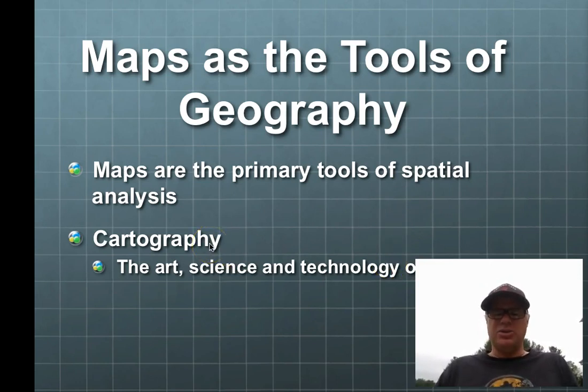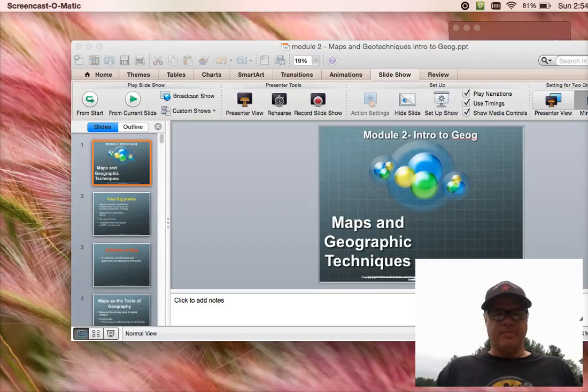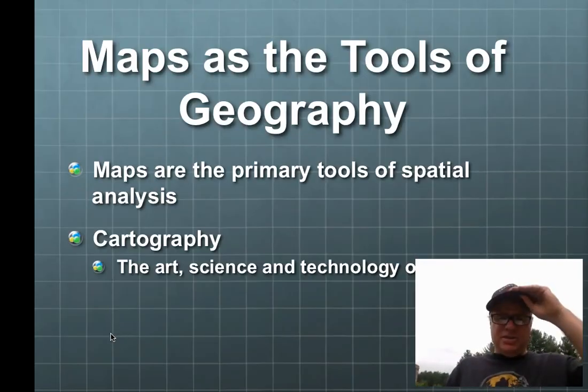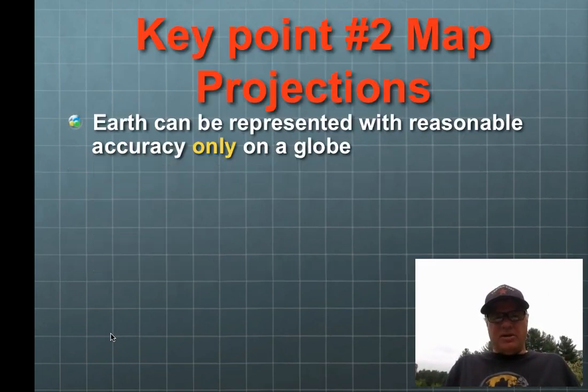So as you'll see in the book and in the PowerPoints and in my discussion, when we talk about cartography, or what a cartographer is, that has to do with making maps, right? Cartography is the art of making maps. Okay, so that gives you an idea of what we're talking about when we talk about cartography.